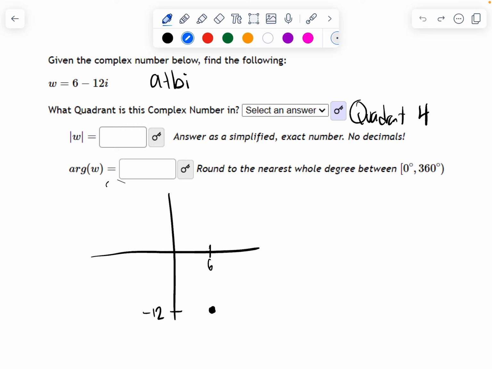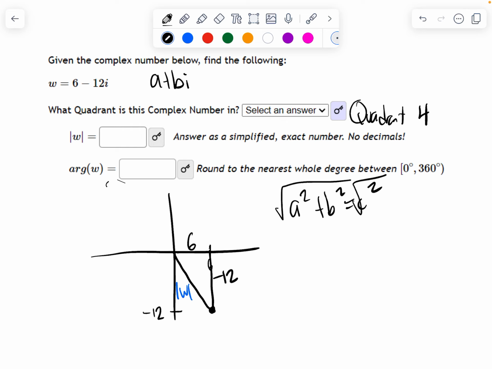Alright, so now it says find the modulus. The modulus refers to the distance from the origin to that complex number. I know that the distance to the right is 6. The distance down is 12, and the hypotenuse of that newly formed triangle is the modulus of the complex number. So if we use a squared plus b squared equals c squared, the Pythagorean theorem, a and b are the legs, c is the hypotenuse. If you wanted to solve for the hypotenuse, you would just take the square root of the sum of the legs after you square them.